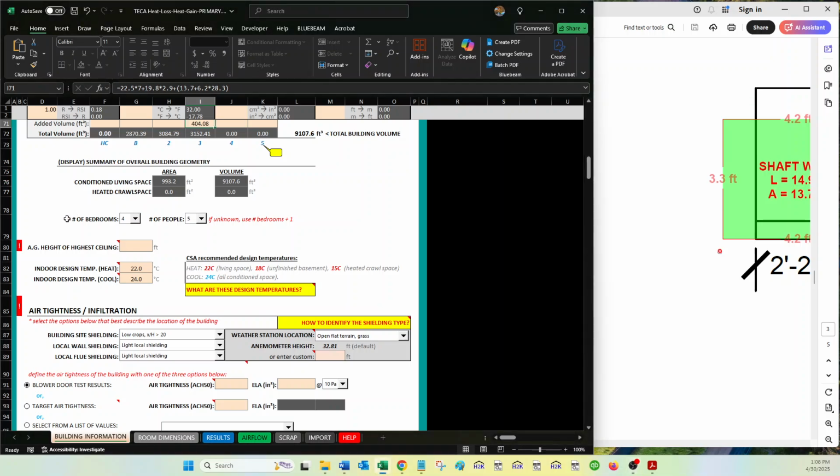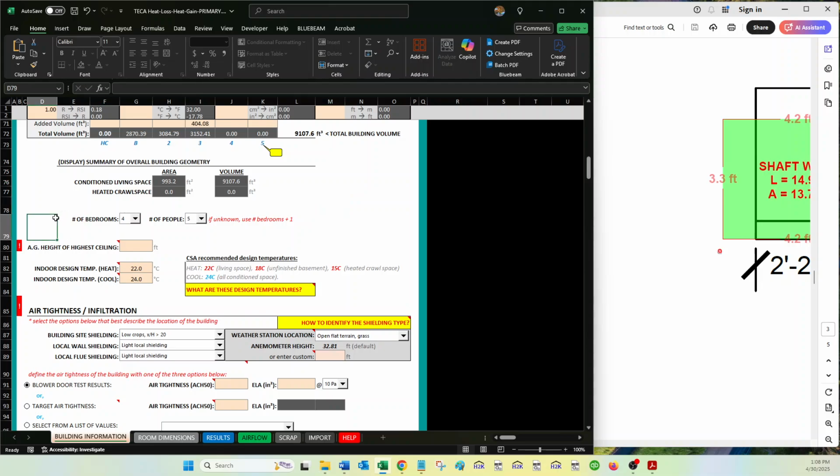When we're defining a dwelling unit, we need to input the number of bedrooms and the number of people. If we don't know the number of people that will be in the building, which is usually the case, we just assume that it's the number of bedrooms plus one. Keep in mind that this is per dwelling unit.